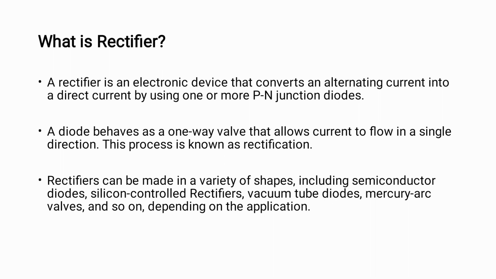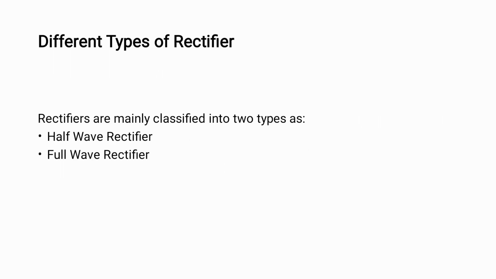So now we need to know what is rectifier. A rectifier is an electronic device that converts an alternating current into a direct current by using one or more PN junction diodes, where the diode behaves as a one-way valve that allows the current to flow in a single direction, and this process is basically known as rectification. And these rectifiers can be made in a variety of forms, including semiconductor diodes, SCR and vacuum tubes, depending on their applications.